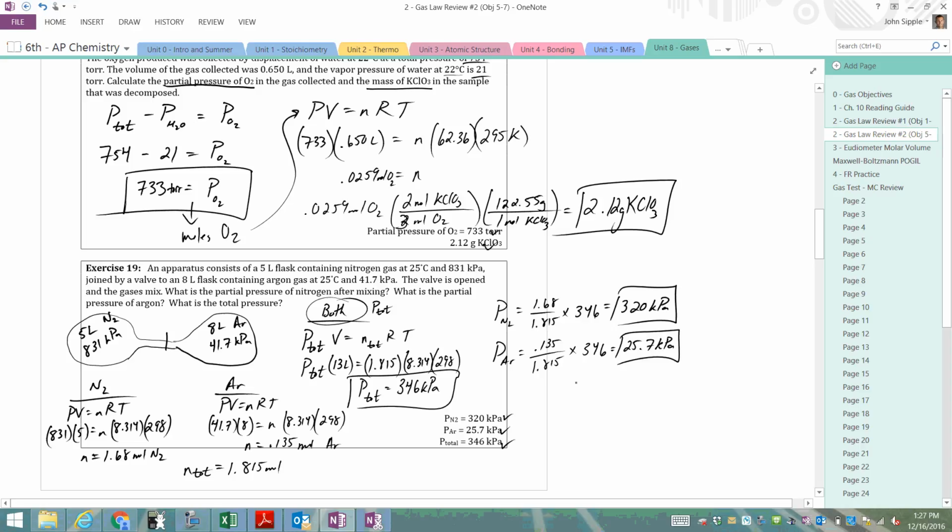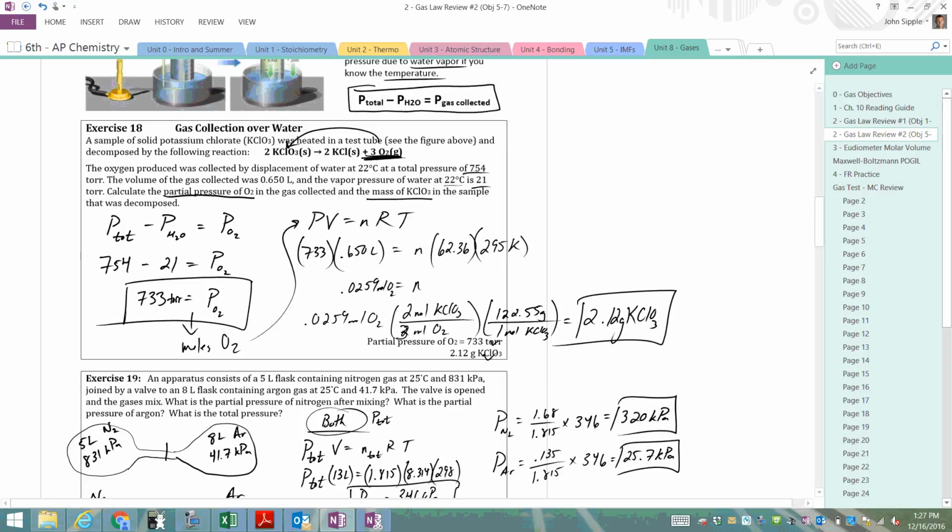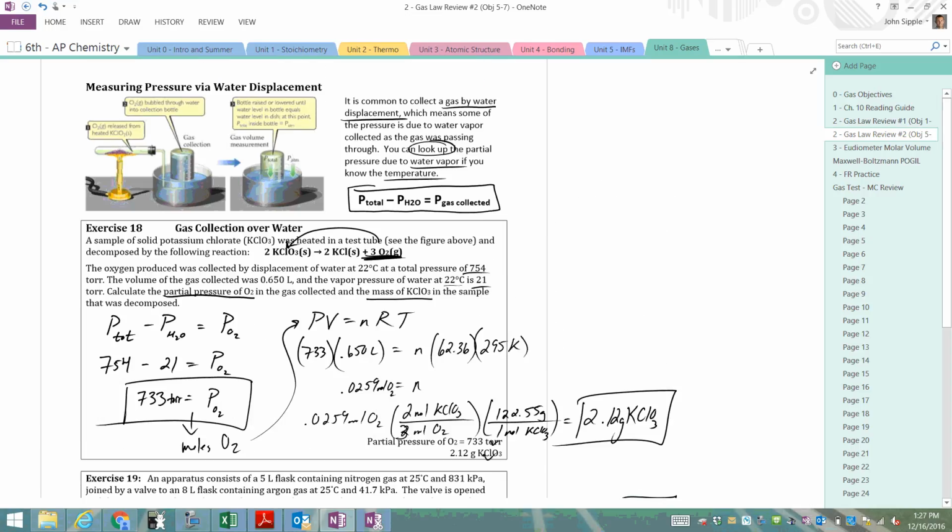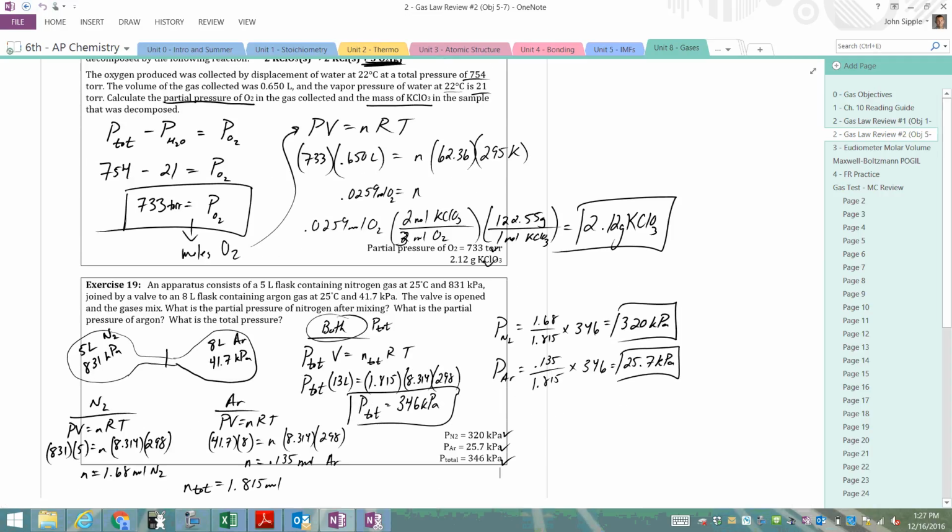That's all the boxes. We're all set. So that is a couple of examples of measuring pressure over water displacement. And with gas collected over water, you've got to take into account the partial pressure due to the vapor pressure of water. Okay, one more video to go.